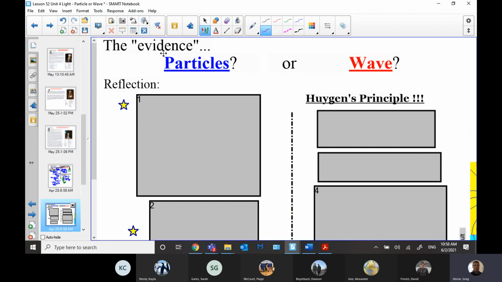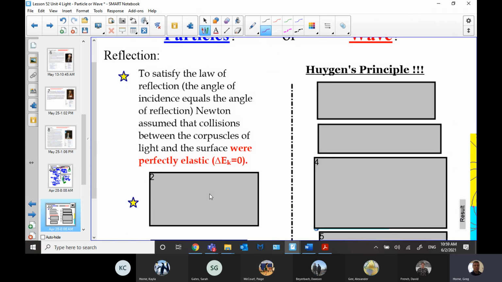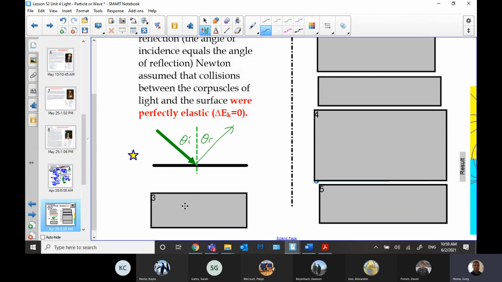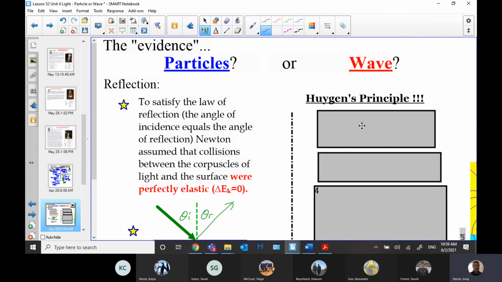All right, so evidence continued. Let's look at reflection. Basically, do particles reflect? Do waves reflect? And of course, particles reflect, to satisfy the law of reflection, angle of incidence equals angle of reflection, and so on. Newton just assumed that all of the collisions were perfectly elastic, right? So elastic collisions would do exactly that, which we've talked about recently. It's a really nice application of Newton's laws of physics to light, right? The idea is that these collisions are elastic, and so they would do that.